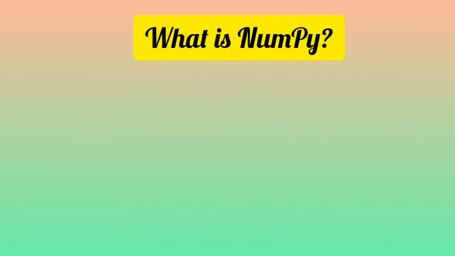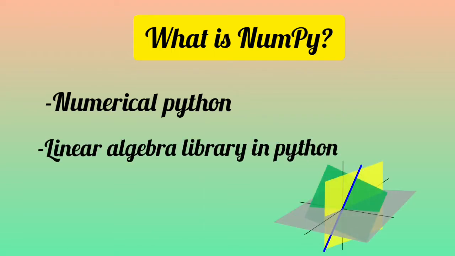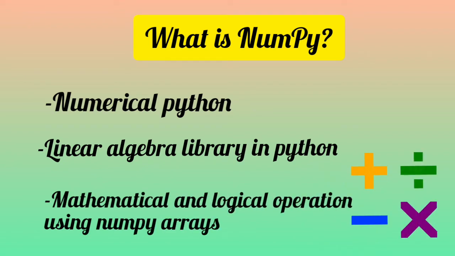What is NumPy? NumPy stands for Numerical Python. It is a linear algebra library in Python. NumPy is very useful for performing mathematical and logical operations on arrays. Means when we perform any numerical operation using Python for machine learning, we have to use NumPy. And we can perform all the linear algebra problems using NumPy. When we need to perform any logical or mathematical operations such as addition or subtraction, we have to use NumPy arrays.